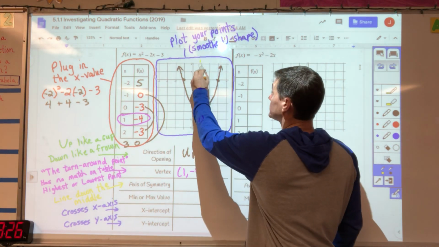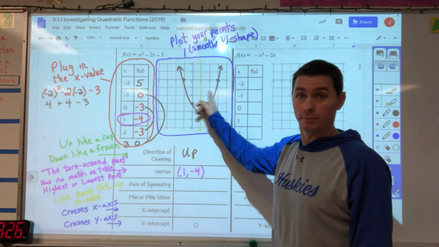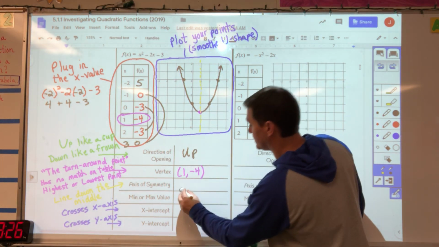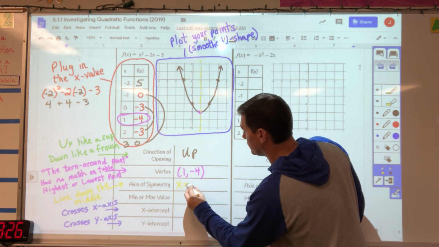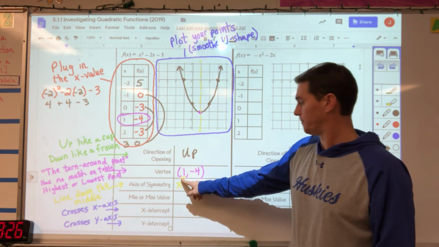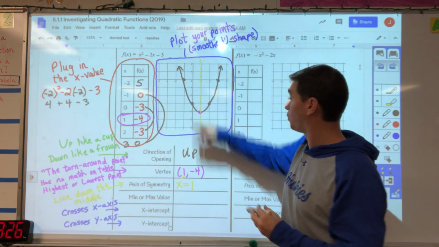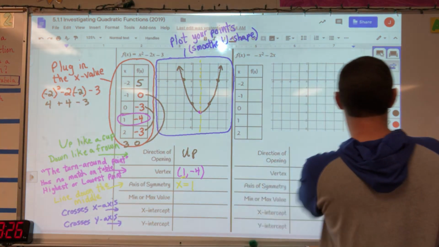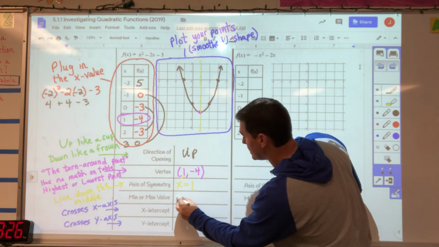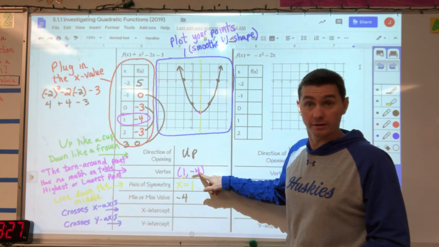All right, to find the axis of symmetry, the axis of symmetry is the line right down the middle. It splits our parabola into two equal parts, left side and right side. Okay, so our axis of symmetry is the line x equals 1. All right, that comes from this part right here. Our minimum or maximum value is just the highest or the lowest y value. And so in our parabola here, the lowest y value is -4. And that comes from the y part of your vertex.